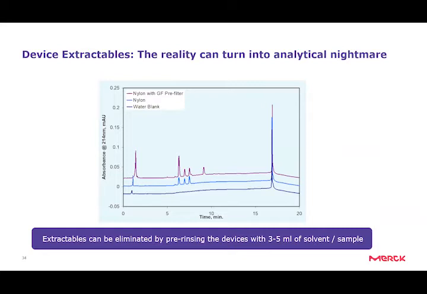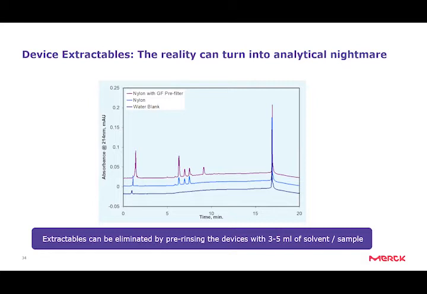Here is an example of extractables from a nylon syringe filter, which can cause problems in the downstream HPLC analysis. When water was filtered through the nylon membrane and the filtrate was analyzed using similar reverse phase chromatography, you can see 3 or up to 4 chromatographic peaks right in the middle of this chromatogram. These peaks can cause problems in downstream analysis.